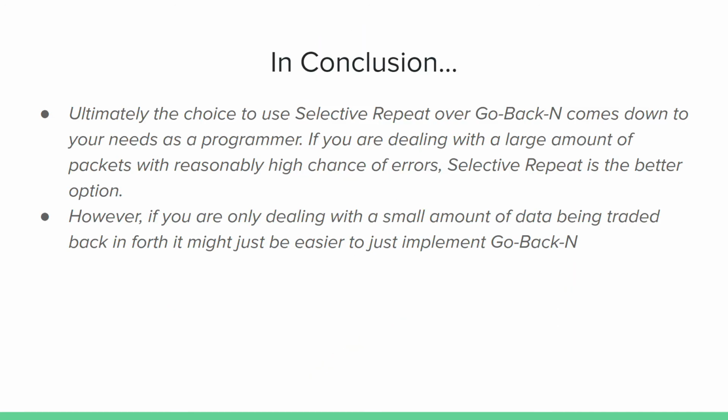Ultimately, the choice to use selective repeat over go back N comes down to your needs as a programmer. If you are dealing with a large amount of packets with a reasonably high chance of errors, selective repeat is the better option. However, if you're just dealing with a small amount of data being traded back and forth, it might just be easier to implement go back N. You don't need all that complexity. You can just simply implement the easier and faster solution and ultimately waste less time.